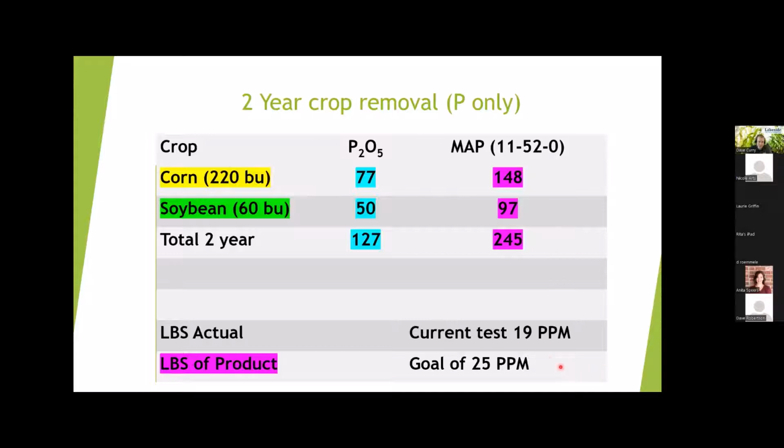So in this example, we had our 19 ppm, and maybe I'll use that first soil test, and a goal of 25 ppm. So I'm looking at a 2-year crop removal for phosphorus only, because I'm just focusing on phosphorus. Corn at 220 bushels, beans at 60 bushels. So in 2 years, the grain alone is going to take 127 pounds of P2O5 away from the soil, which is about 245 pounds of MAP. So that's just my crop removal, my maintenance.